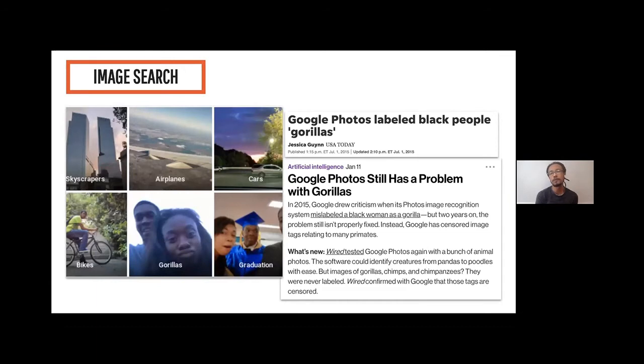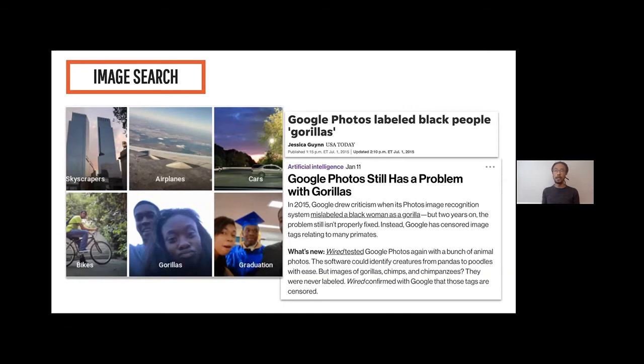Image search. This one is a few years old, but it's another example of how training data that is technically correct, but does not actually reflect human society, so thus it's wrong, ends up with bias built into the robot, which then has a sort of bad end result, right? So actually, there's been a couple of these specifically with Google.